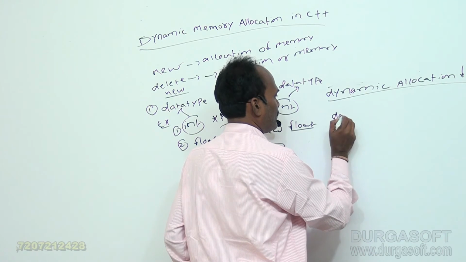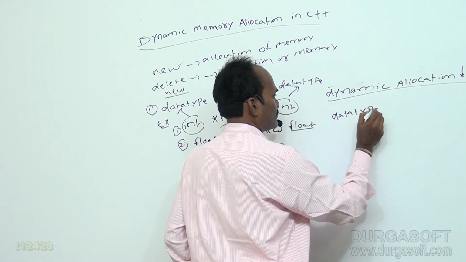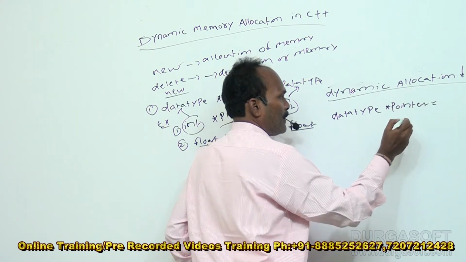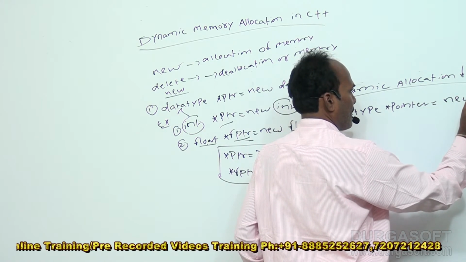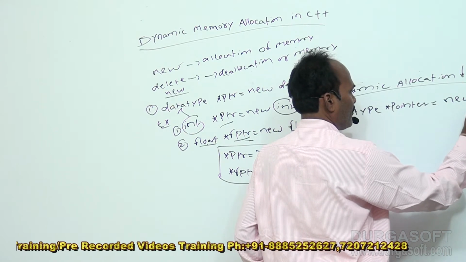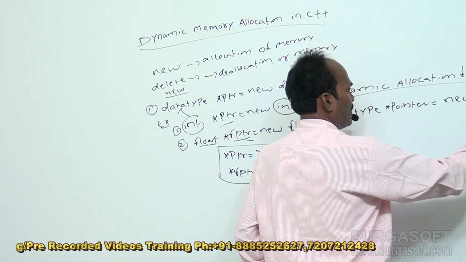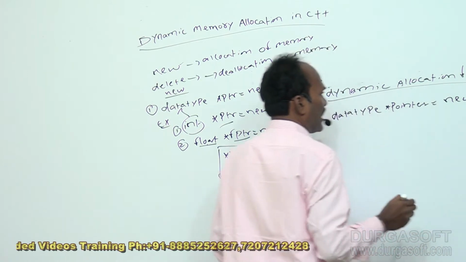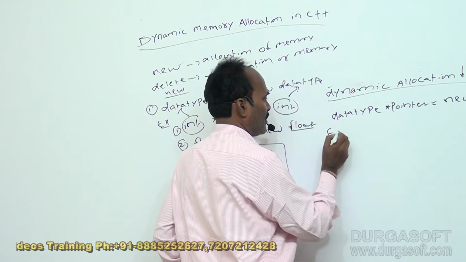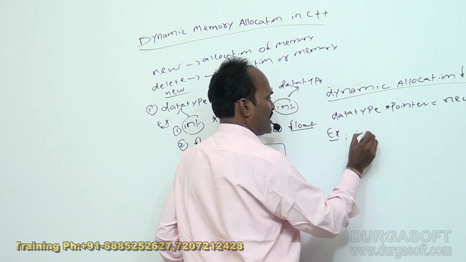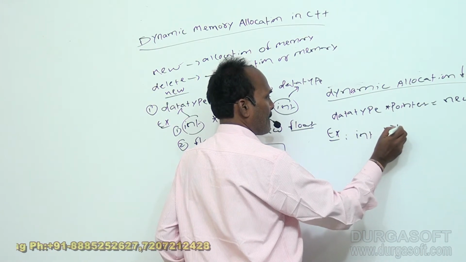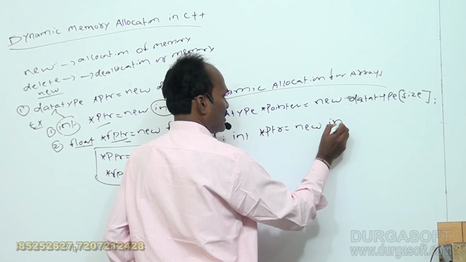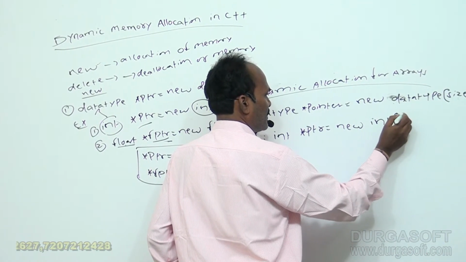First data type, pointer equal to new data type, and within brackets you specify the size. This is just like a normal array declaration. For example, data type integer, star ptr equal to new int of size, suppose, 5 elements.